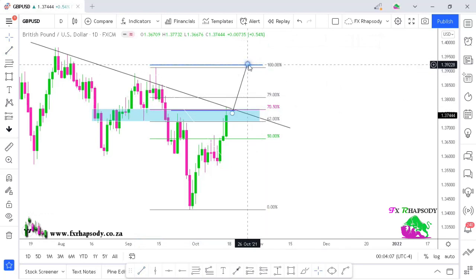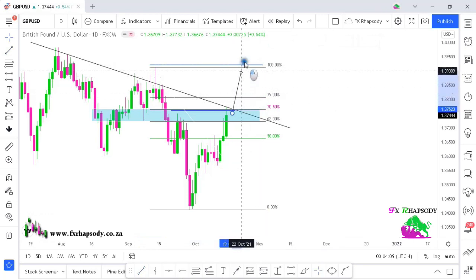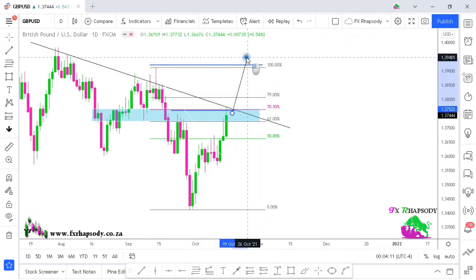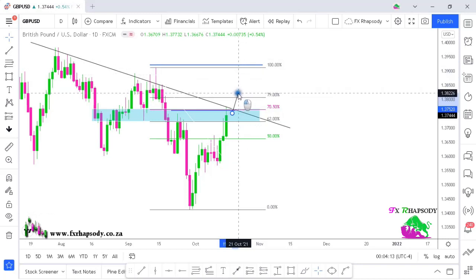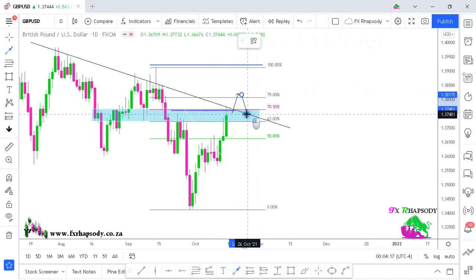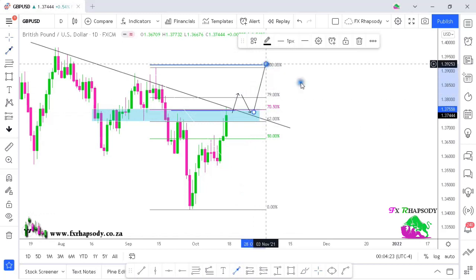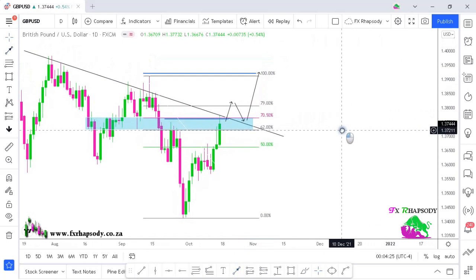But again, price is not going to just break and shoot. It might, depending on big news events, but we might see something like this, testing that trend line once again, and then shooting up to the upside. So that's a possibility. That's scenario number one.